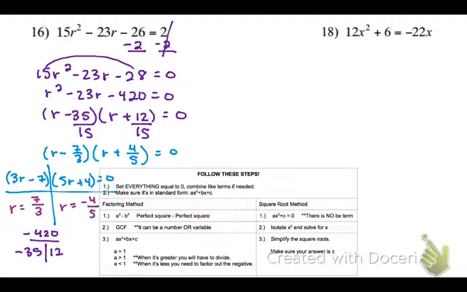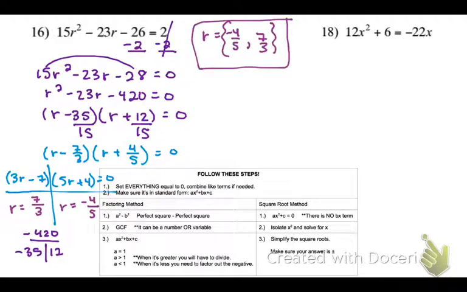And then these are your two answers. So r is equal to negative 4/5 and 7/3. Okay, these are your two final answers. Solutions, where you graph the quadratic, it intersects on the x-axis. That's what these solutions are representing.